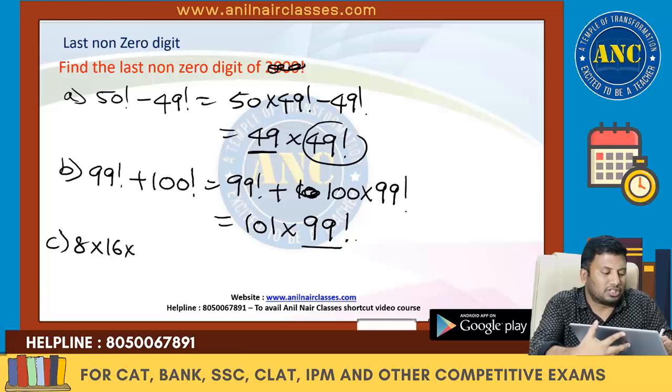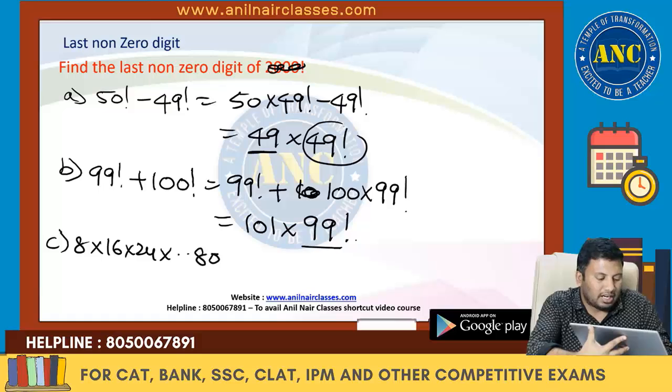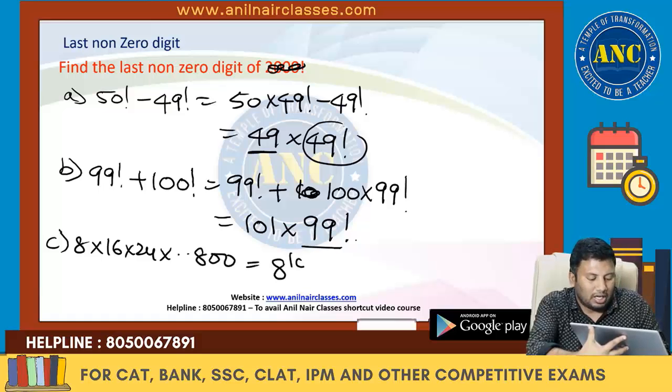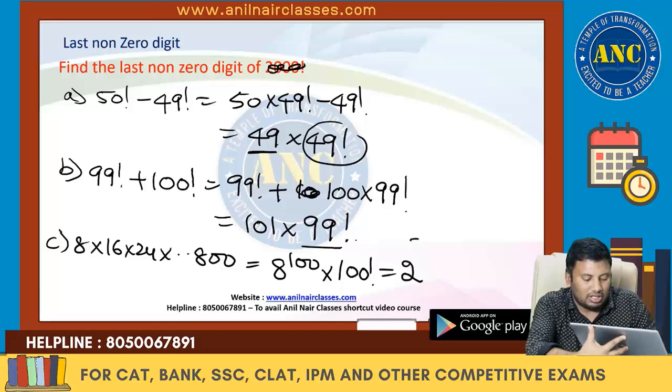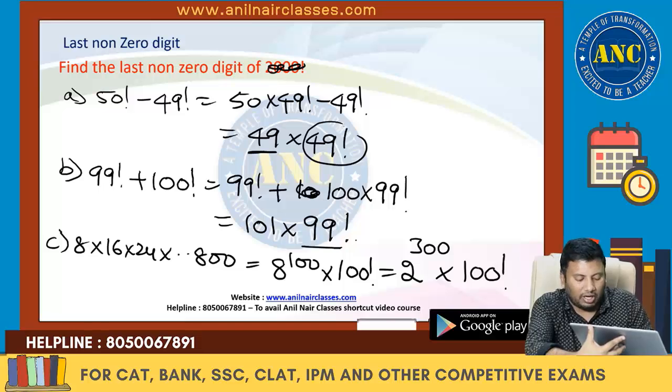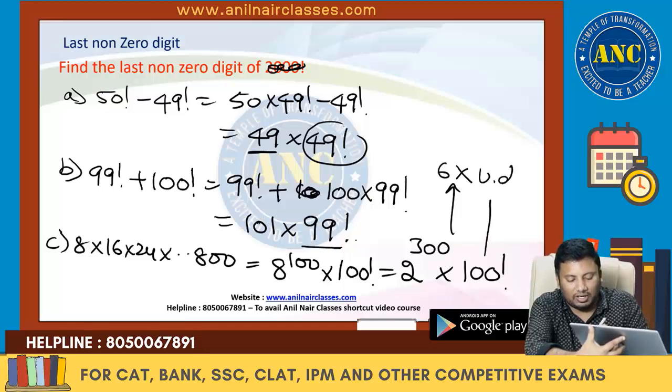8 into 16 into 24 and so on up to 800. This is nothing but 8 power 100 into 100 factorial. This is 2 power 300 into 100 factorial, rightmost non-zero digit. A power 4k, it is 6. 100 factorial, whatever the rightmost non-zero digit, that will be the answer.